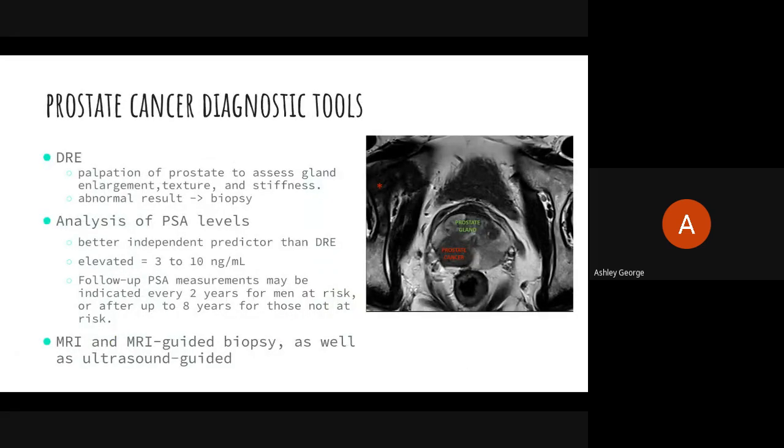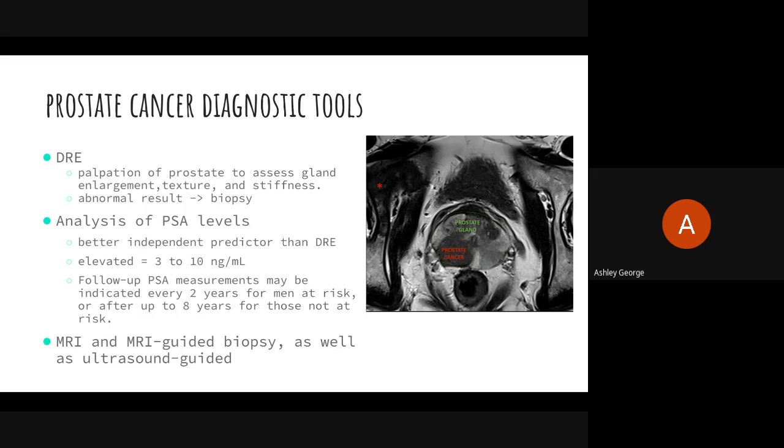Okay, so there's a couple of tools that we can use to diagnose prostate cancer. The main, I guess the first line of diagnostic tools that are used, is the digital rectal exam. That is where you will go see a doctor. There will be palpation of the prostate to assess the gland enlargement, the texture, and its stiffness. If there is an abnormal result, that can indicate the need for a biopsy to test some of the cells that are there.